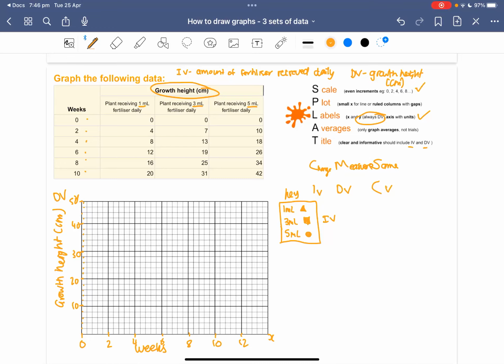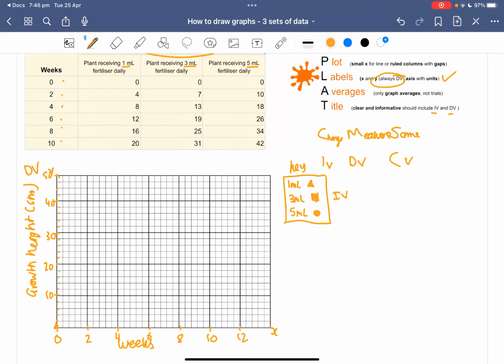I'm now going to plot it. Now, something I should have talked about earlier, we know that this has to be a line graph because we've got continuous data. Weeks is continuous, and we also know growth height is continuous. They're not categories. So let's start to plot this for 1 mil. So we know at 2 weeks, it was 4, so I'm going to go up to 4.